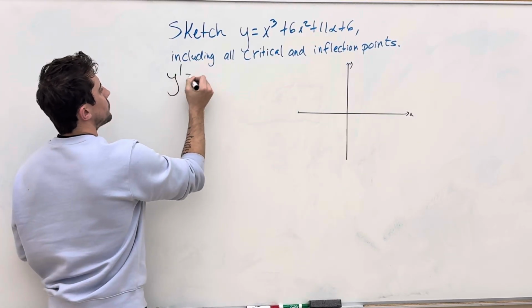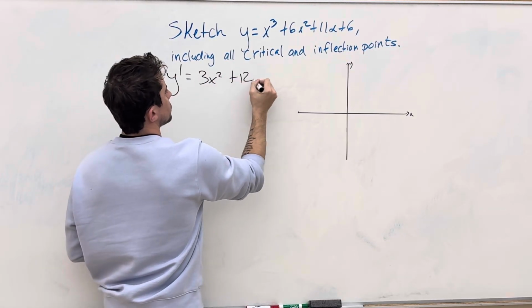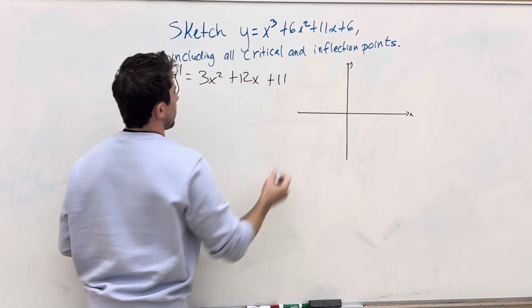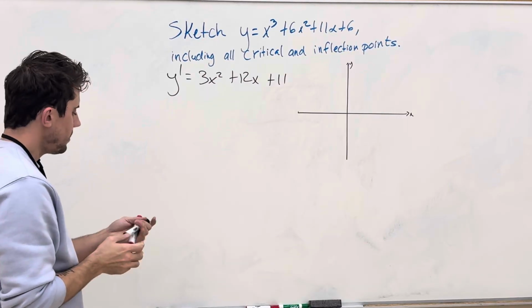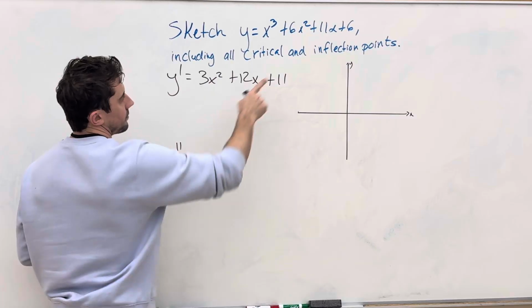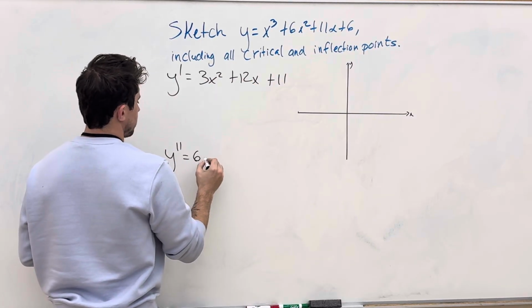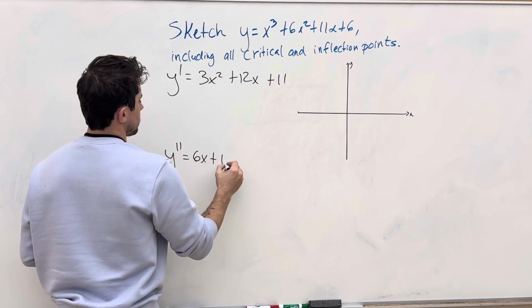So the derivative function y prime is going to be 3x squared plus 12x plus 11, right? And then a little later on, we'll want to get the second derivative for its inflection points. And so the second derivative is going to be 6x plus 12.